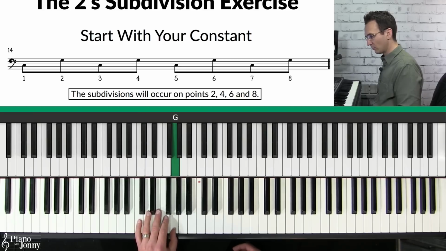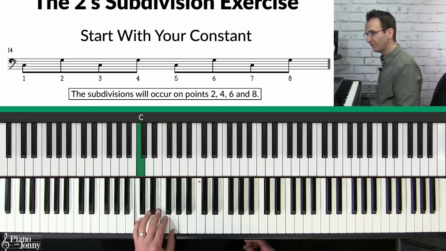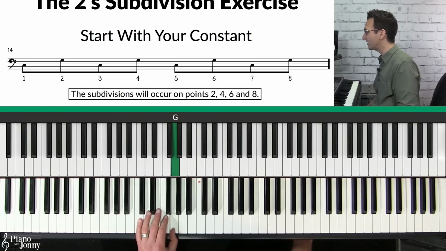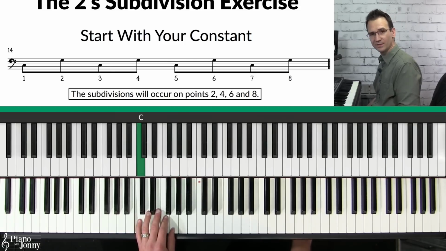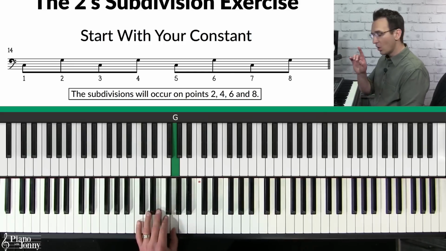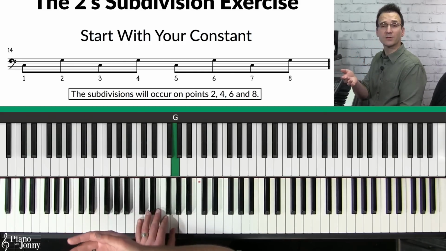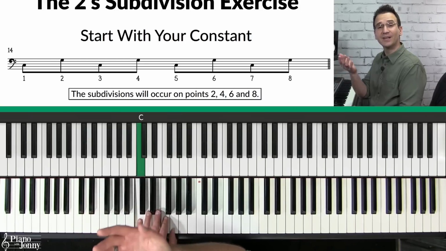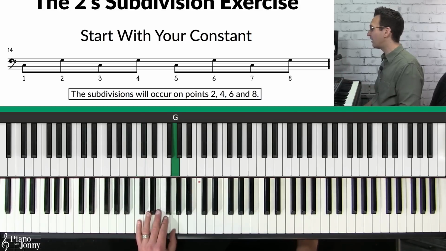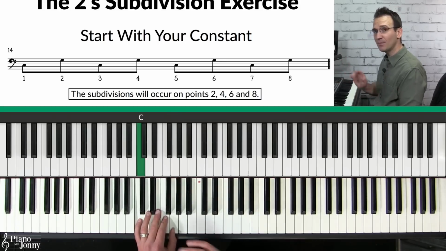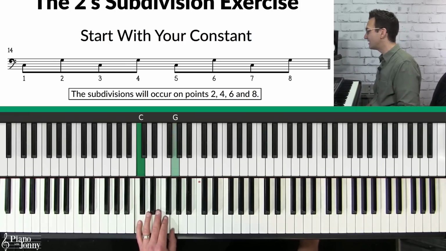And I'm just going root 5th, root 5th, root 5th, root 5th, and I'm counting 1, 2, 3, 4, 5, 6, 7, 8. 1, 2, 3, 4. But we're dividing each beat into 2. So you could also count it like this. 1, 2, 3, 4. But I like to count it as 8. But just keep in mind, you're dividing each beat into 2.